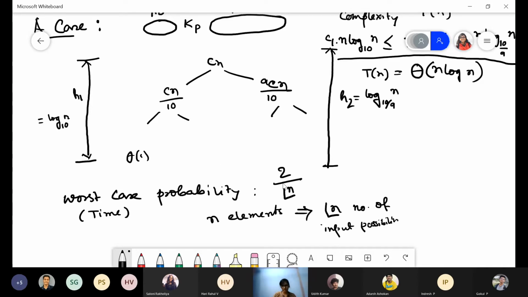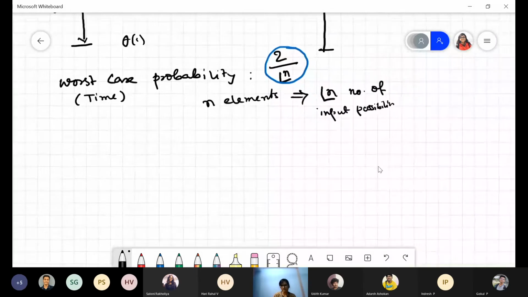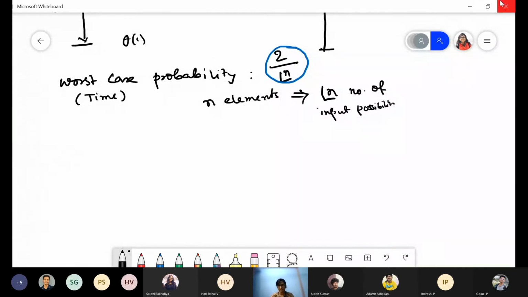So from this realization that our worst case probability is actually very small, this randomized algorithm came, which tries to totally avoid the worst case. So in case of randomized quicksort, what we do is we avoid the worst case.